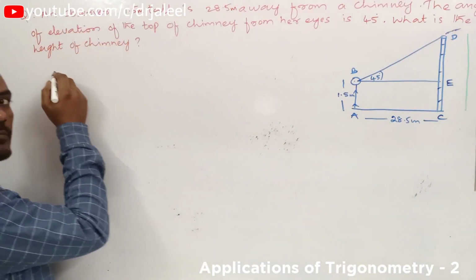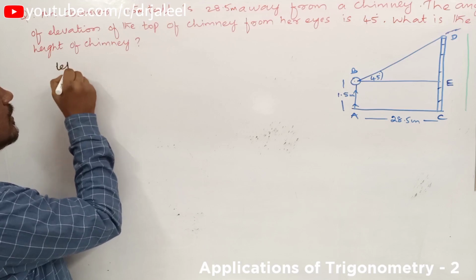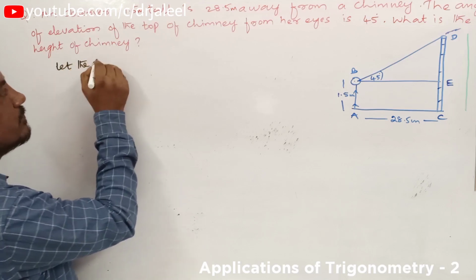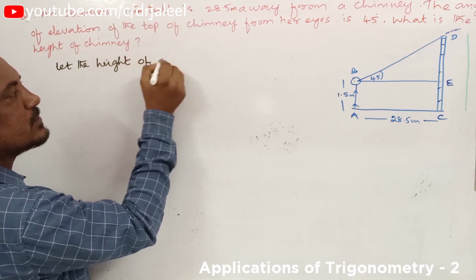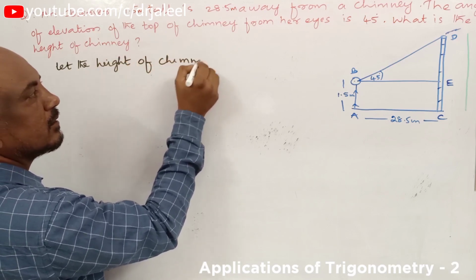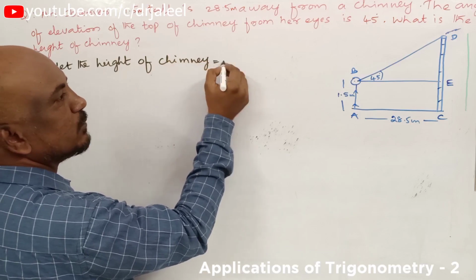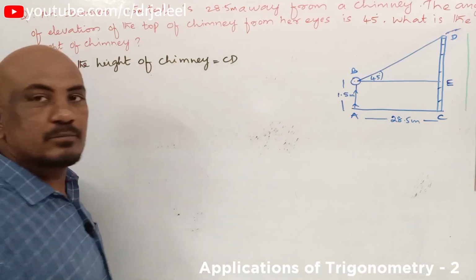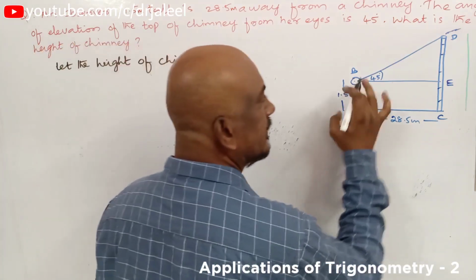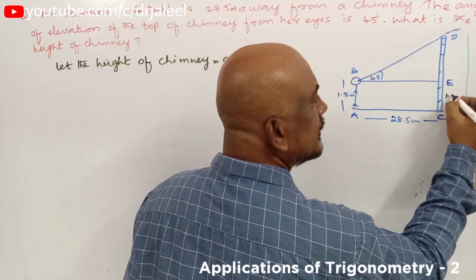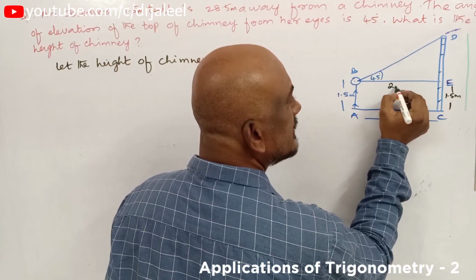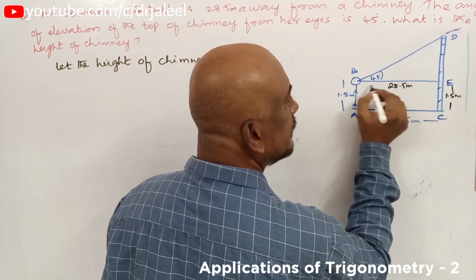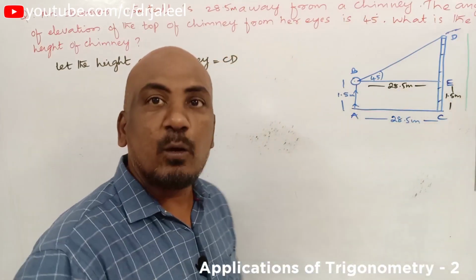Let the height of chimney be CD. Here you can observe one more thing better. When this is 1.5, this is going to be 1.5 meters. And when this is 28.5, this is also going to be 28.5 meters. Why is it?